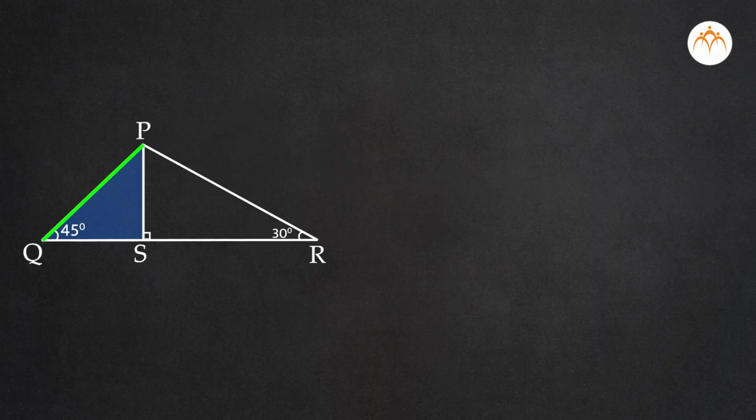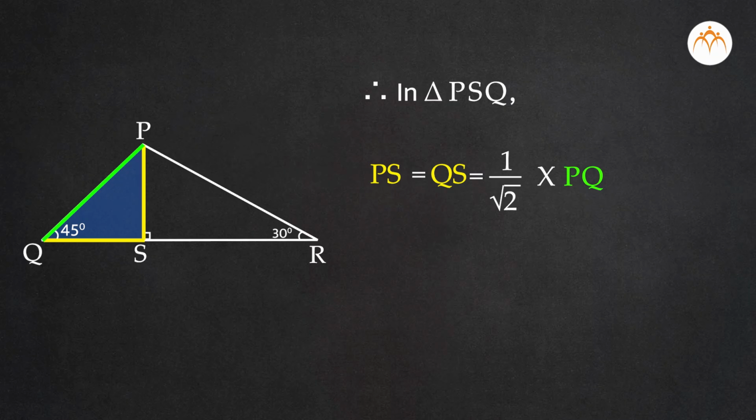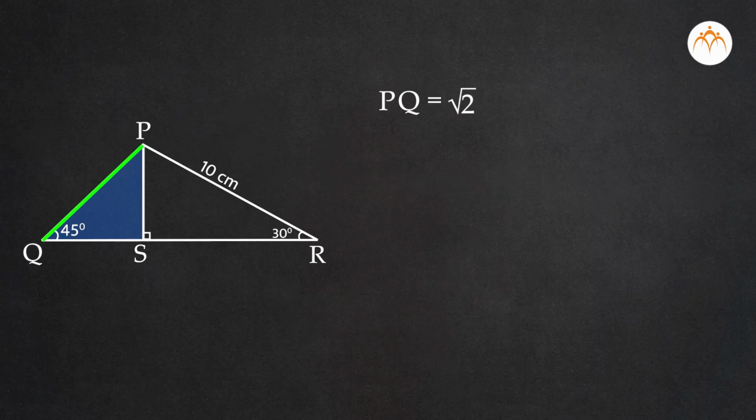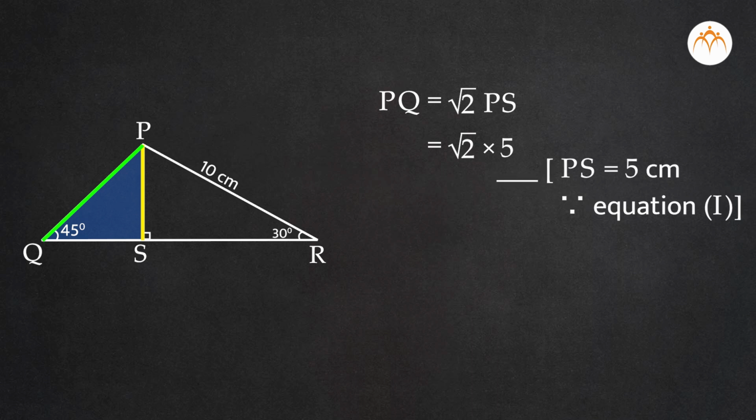Equation 3. Therefore, in triangle PSQ, PS is equal to QS is equal to 1 upon square root 2 into PQ because triangle PQS is a 45-45-90 degree triangle. Therefore, PQ is equal to square root 2 into PS is equal to square root 2 into 5, because PS is equal to 5 centimeter from equation 1. Therefore, PQ is equal to 5 square root 2 centimeter.